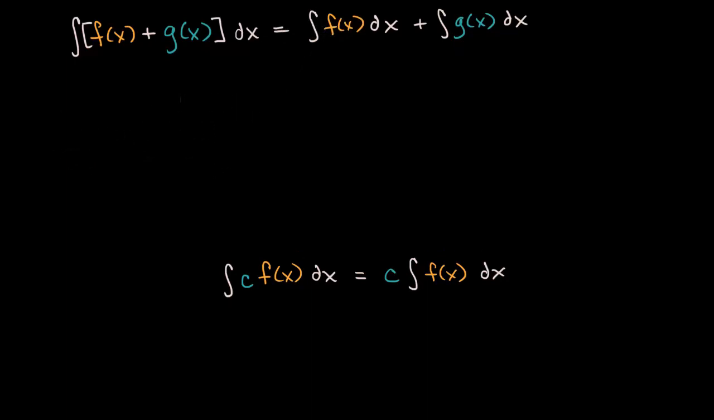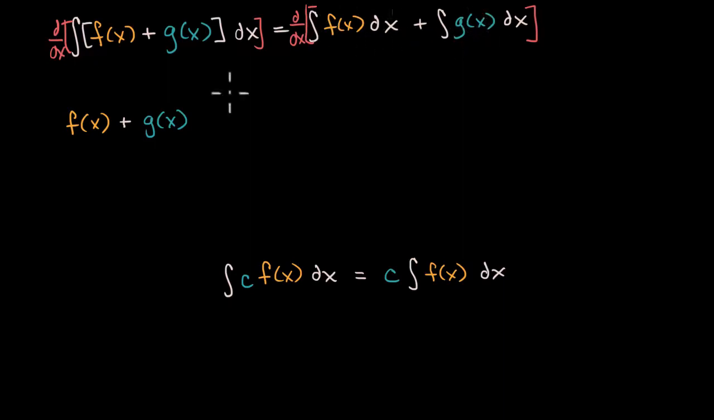So let's do that. Let's take the derivative with respect to x of both sides of this. The left side here will just become whatever's inside of the indefinite integral. This will just become f of x plus g of x. Now, what would this become? Well, we could just go to our derivative properties. The derivative of the sum of two things is the same thing as the sum of the derivatives.